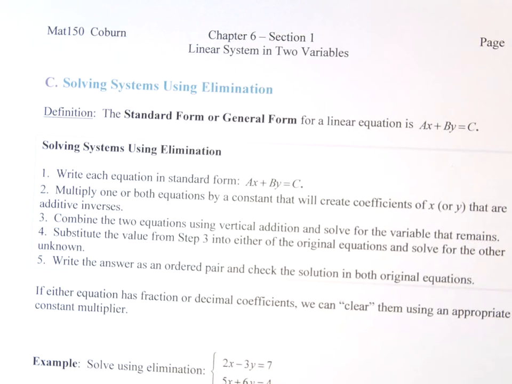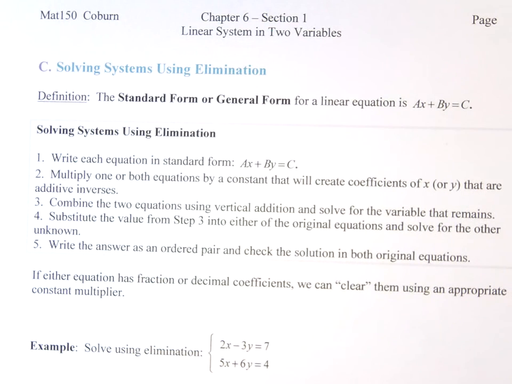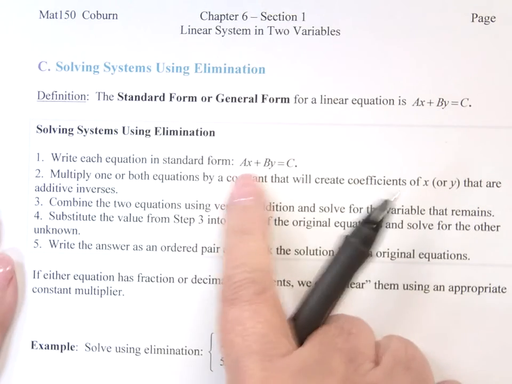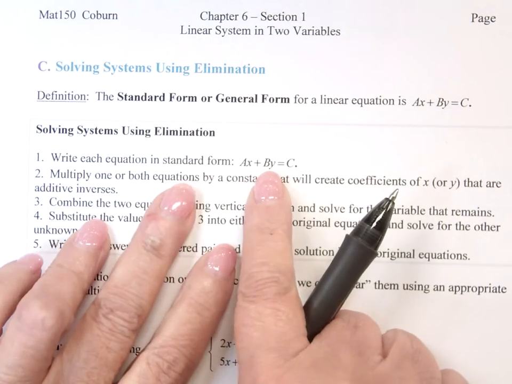The majority of the time, we solve systems of equations using the elimination method rather than substitution, because substitution can get kind of gnarly. Elimination's not too bad. So if you're going to use elimination, you want to write the equations in standard form.